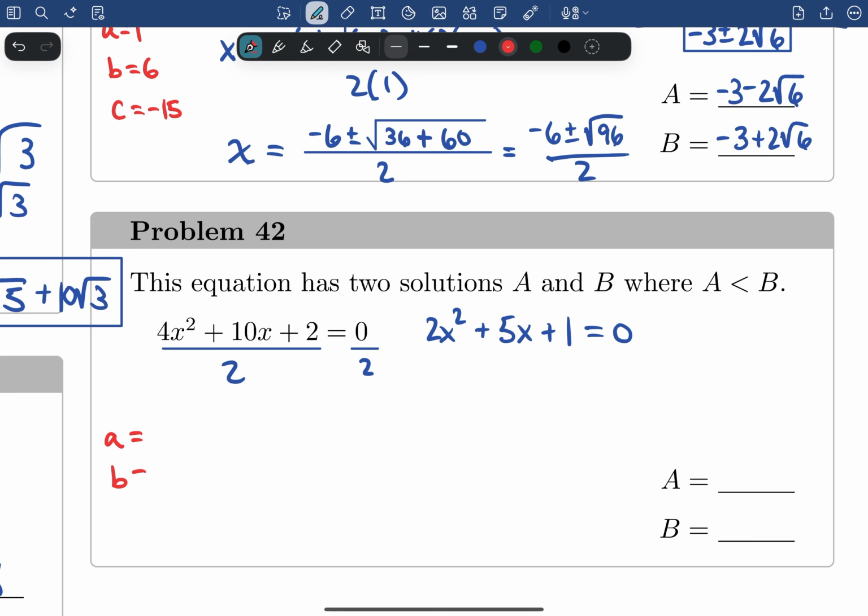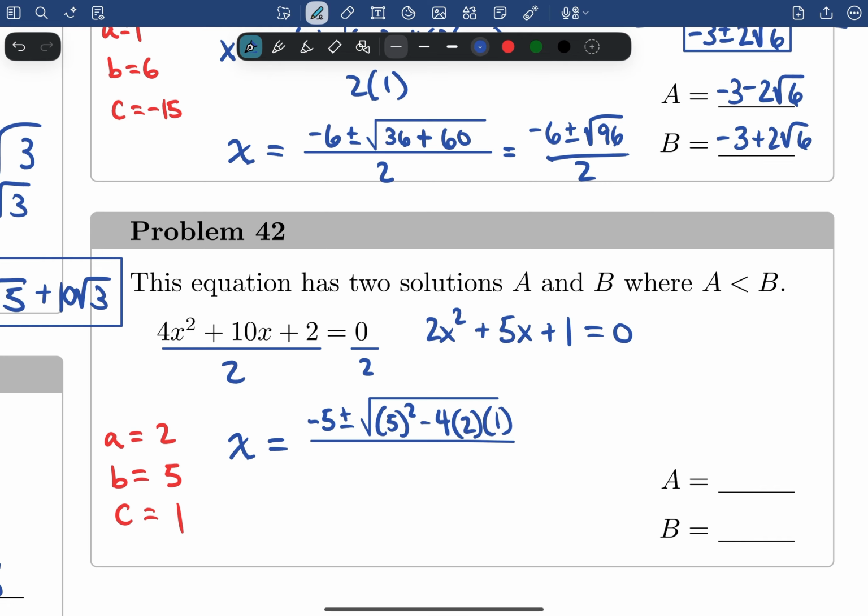Now, you don't have to. You could write the original a, b, and c values as 4, 10, and 2 and plug them into the quadratic formula. You'll get the same answer. But I'm going to do the reduced versions for ease of being able to clean it all up, 2, 5, and 1. So here I go. I'm going to input these a, b, and c values into the quadratic formula, and x equals negative b plus or minus the square root of b squared minus 4 times a times c. And that's all over 2 times a.